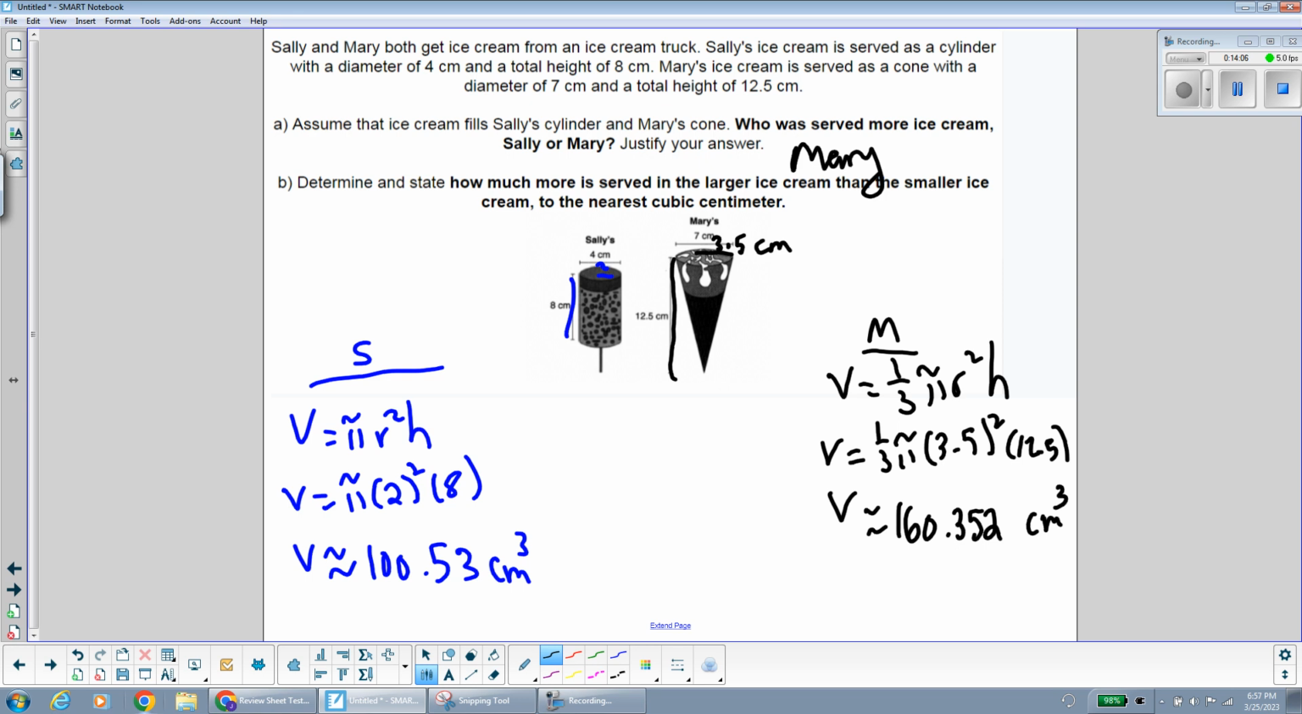And it asks in part B, how much more ice cream was served in the larger one? So I'm just going to subtract. I'm going to do Mary's minus Sally's in my calculator. So that 160 number that I just got minus Sally's. And it says round to the nearest cubic centimeter. I got approximately 59.8, so that rounds up to approximately 60 cubic centimeters if we're rounding to the nearest whole number, the nearest cubic centimeter.